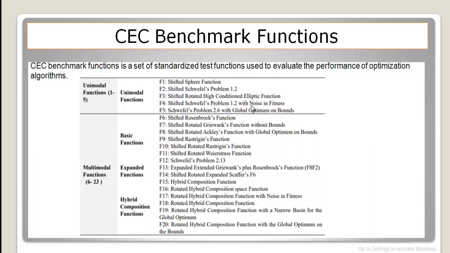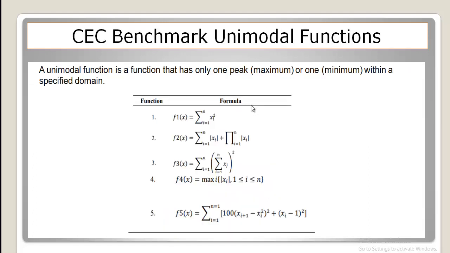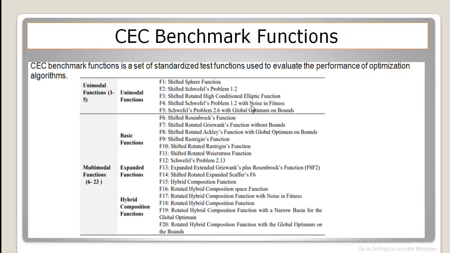They include the unimodal functions, from function 1 to function 5, and the multimodal functions, which include the basic functions, the expanded functions, and the hybrid composition functions. As we can see here, the CEC benchmark functions are classified into unimodal and multimodal functions: the unimodal functions include function 1 to function 5, and the multimodal functions include function 6 to function 23, for example.